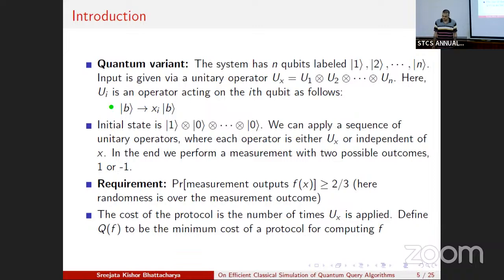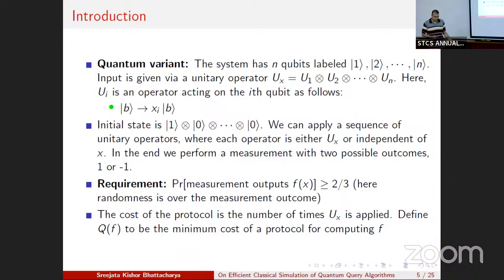Now the advantage here is that you can apply this operator to superposition states, which is essentially saying you can perform queries in superposition. So how do you define the quantum query complexity? A quantum query algorithm is a sequence of operators where each operator is either this U_x or some unitary operator that is independent of the input. And the cost of a protocol is the number of times you apply this operator U_x. This is analogous to querying a coordinate in the classical model.